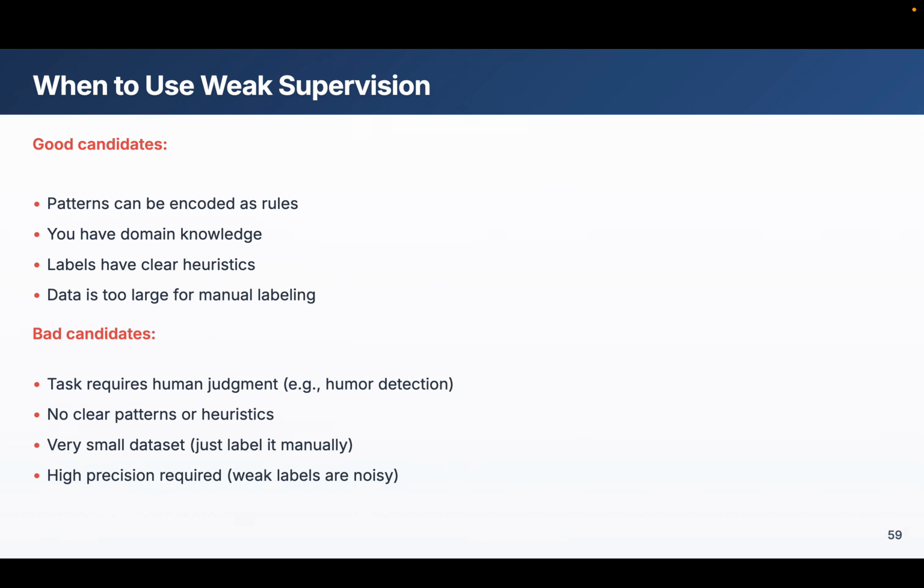So to summarize weak supervision, if the patterns can be encoded as rules, we should be going ahead and using such weak supervision methods, if you have domain knowledge and if the heuristics are very clear. Sometimes a lot of human judgment is required, whether it is humor or sarcasm, and in those cases weak supervision will not work. And if the data set is very small, you should just label it yourself.